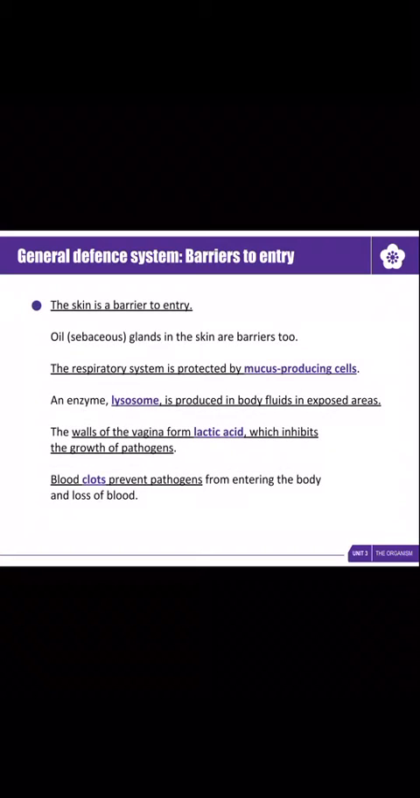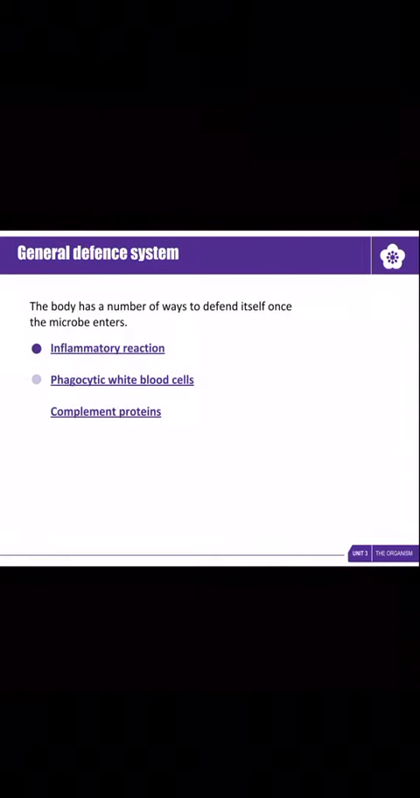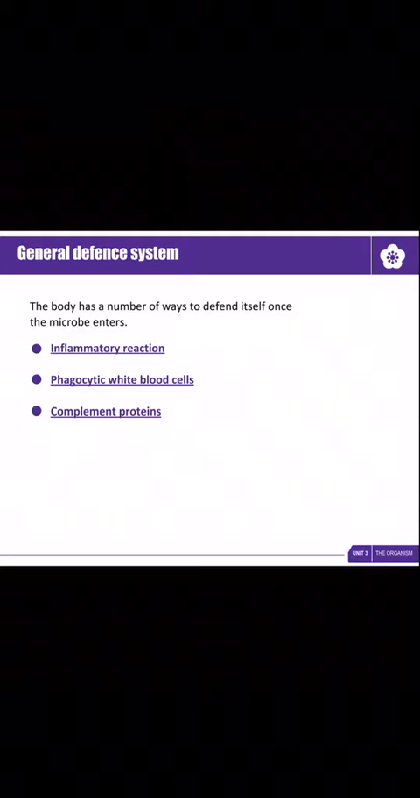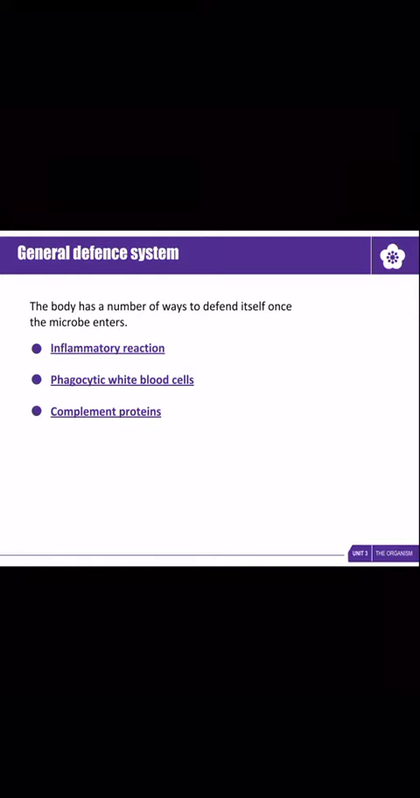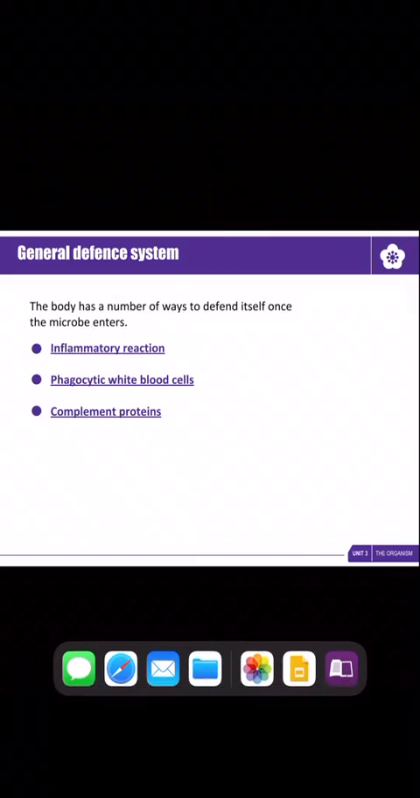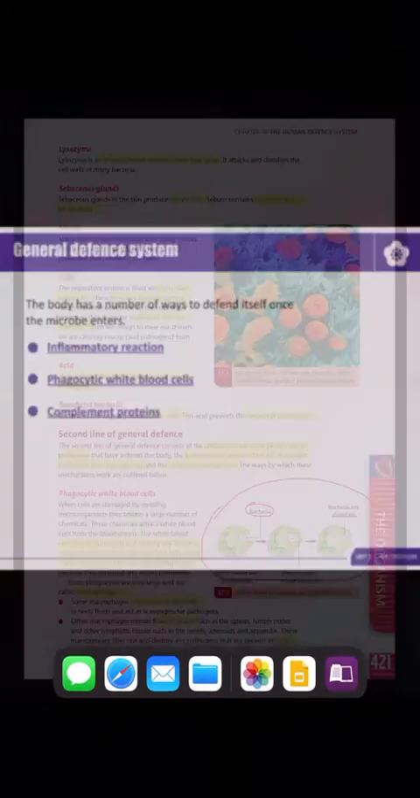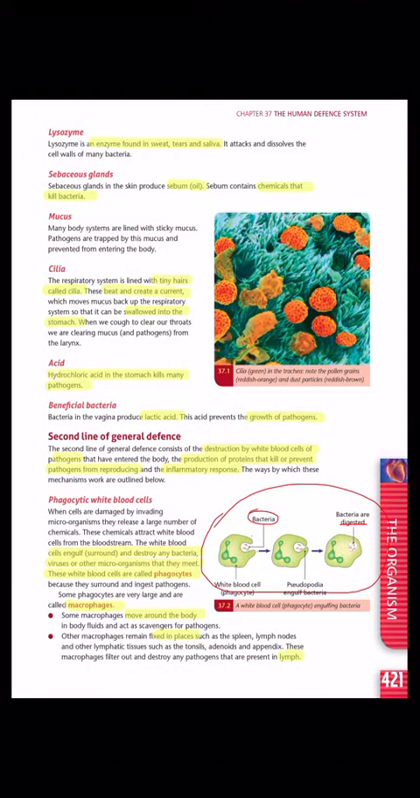Your second level of defense then consists of things like your phagocytic white blood cells. Bigger versions of these white blood cells are known as macrophages. Complement proteins as well, which work in tandem with the phagocytic white blood cells, and an inflammatory reaction, which is something similar to your fever that will be experienced.